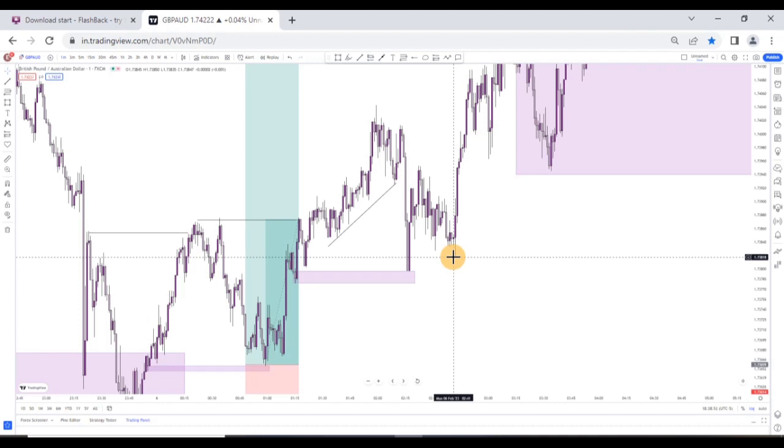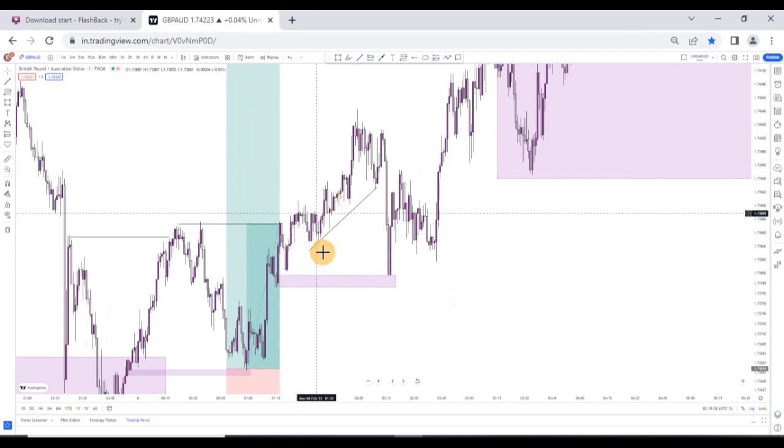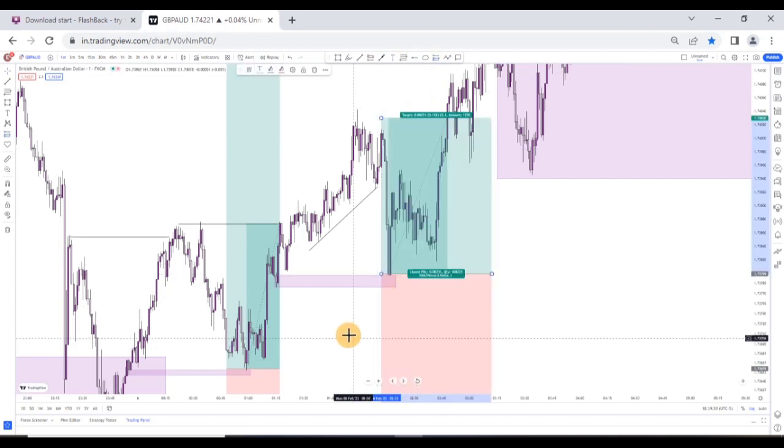We talked about how liquidity is the fuel for price, just like your car needs fuel, gas, to move. Same thing with price. Liquidity is the fuel for price. Price needs all this liquidity to move. So I see how price grabbed that liquidity, took out this inducement, isn't it? And this was the nice entry here, and we have our second position running, isn't it?